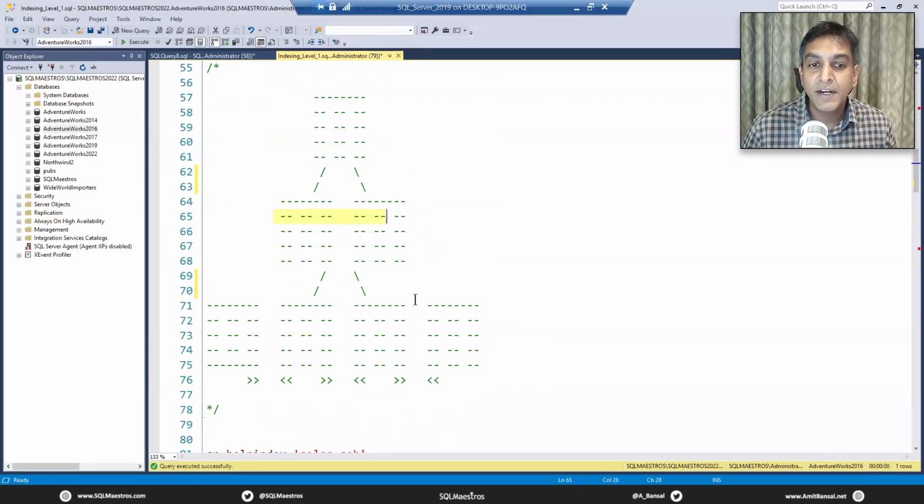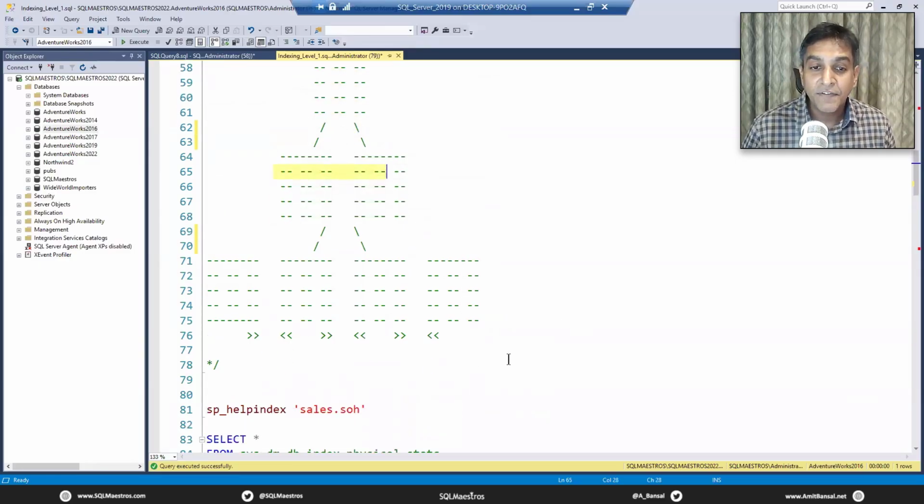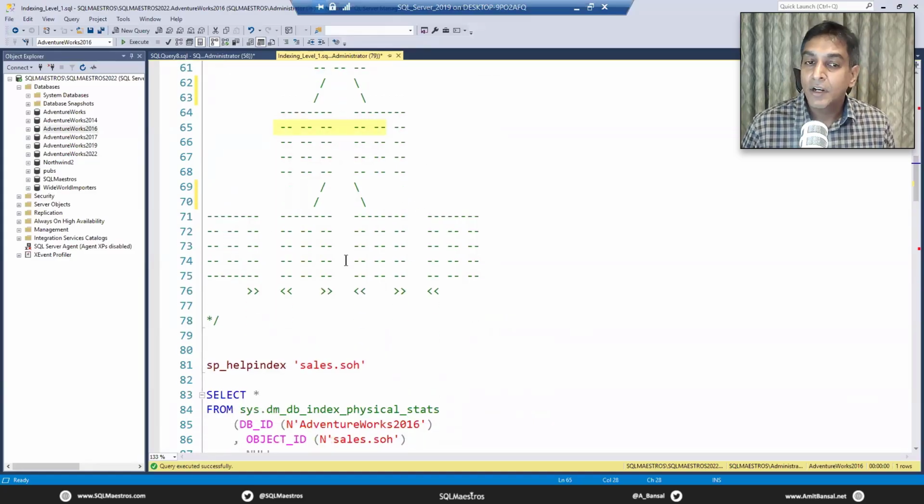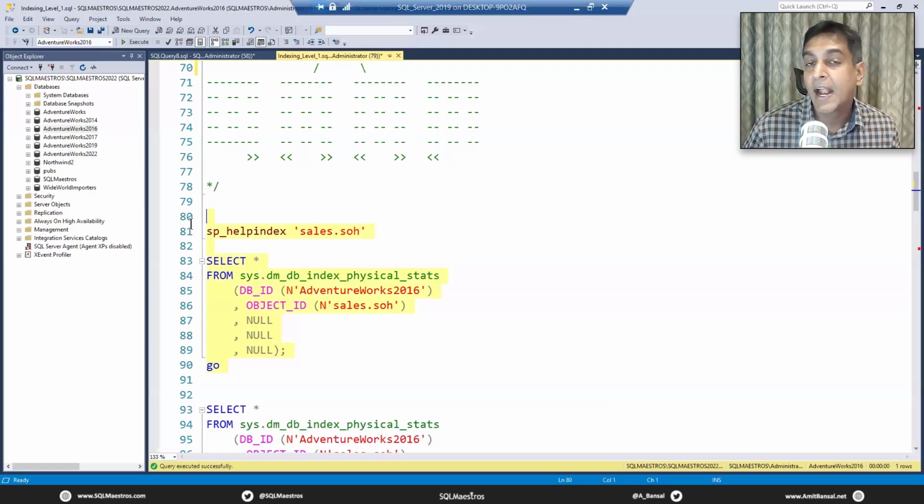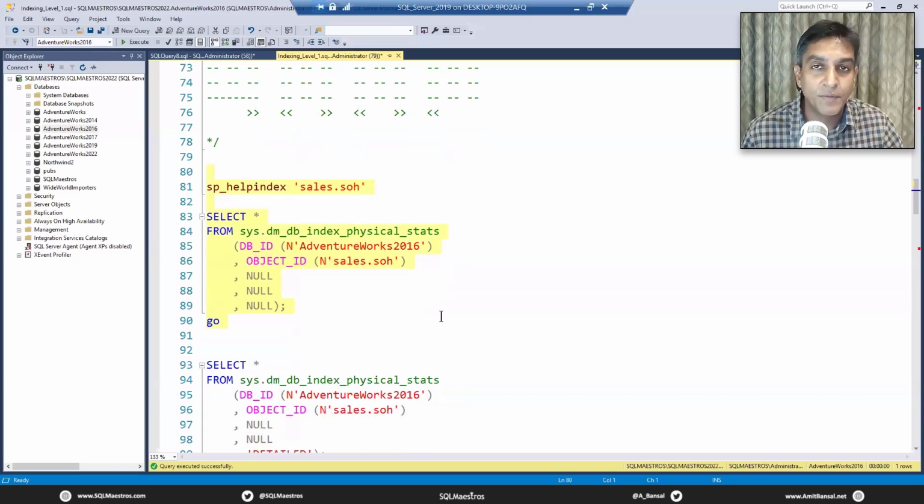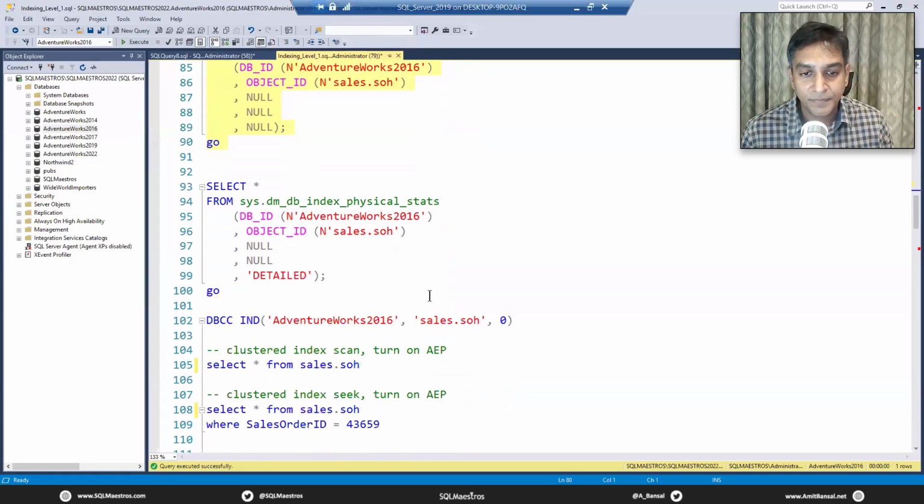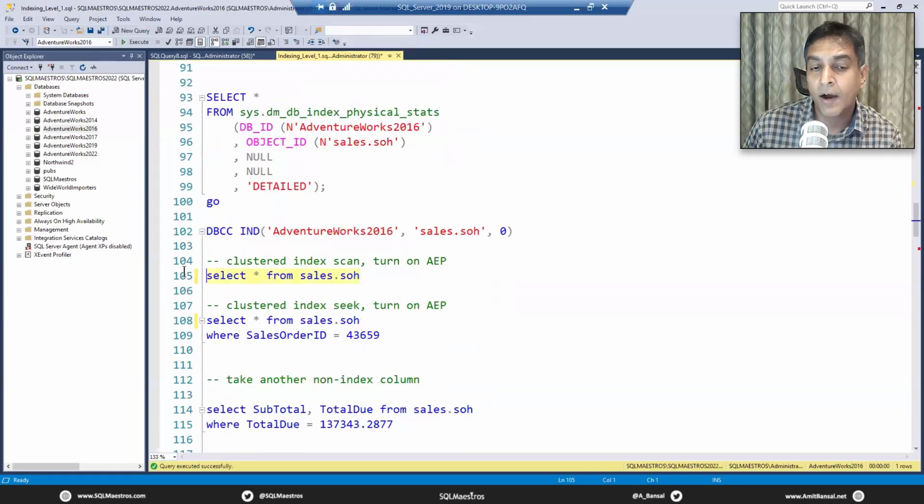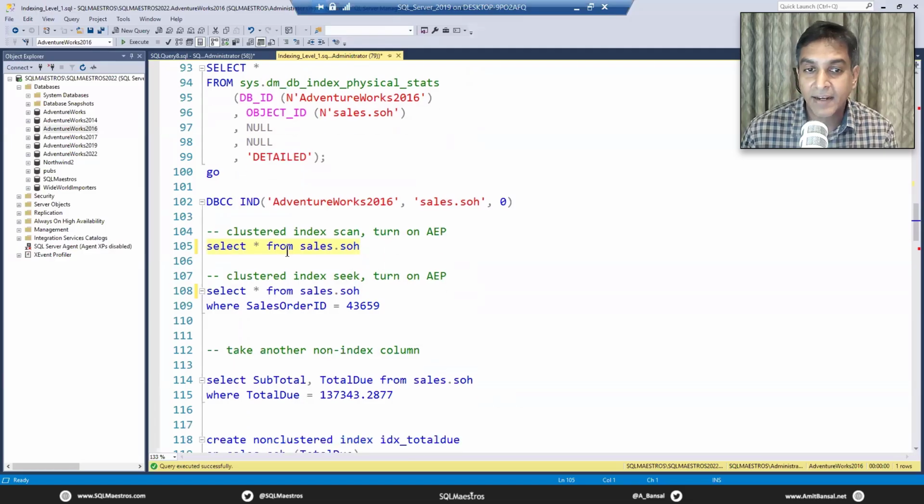You have the root page, the intermediate level, and the leaf level. The leaf level is the data, and these are additional index pages that get added. The leaf levels are linked with each other. Each page has a previous page pointer and the next page pointer. We talked about such things, and then we again went ahead and looked into the index structure. And of course, now you're going to find more additional information about the root page, the intermediate page, and so forth. And then we saw how the table scan changes to a clustered index scan.